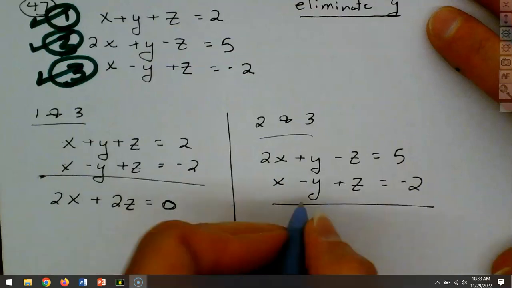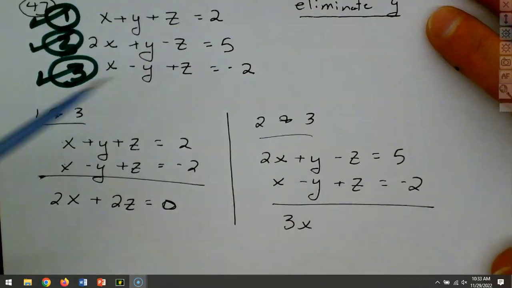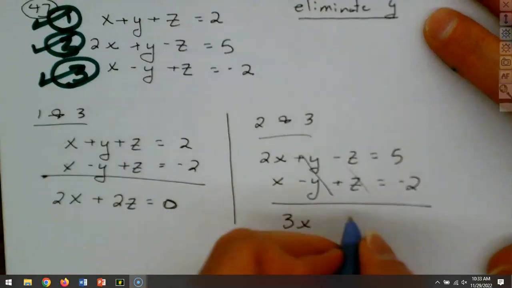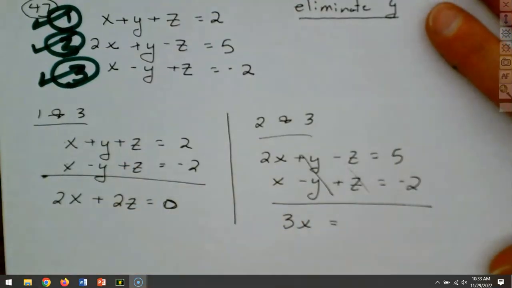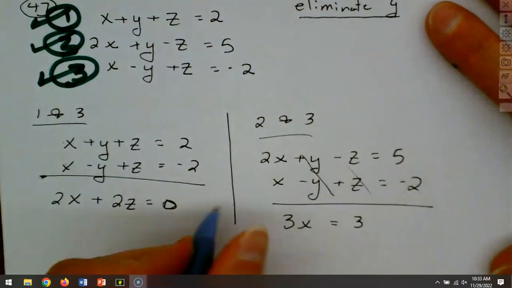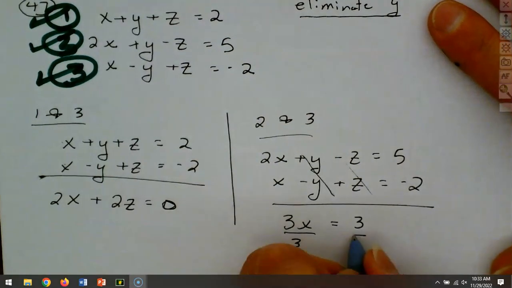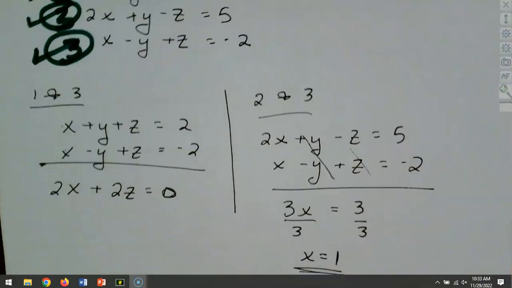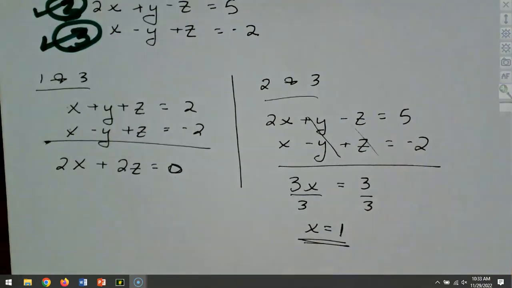When I add them together, 2x and another x makes it a 3x. The y's cancel. The z's cancel as well. So we're left now with 3x equals 3. Divide by our 3. And so x is now what? x is 1. So we're on the track of finishing it all.